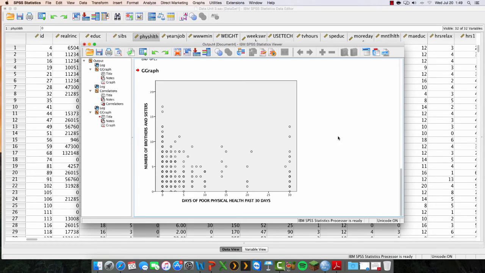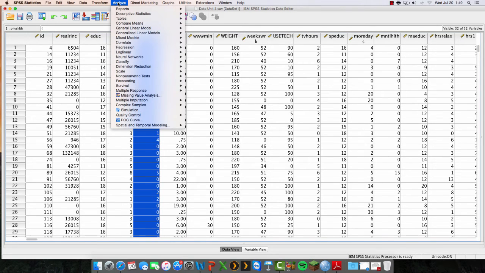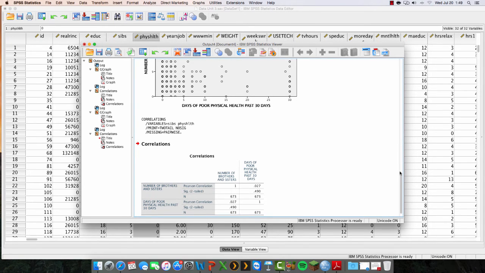Let's figure it out. So, skipping back to the data editor, let's do the bivariate correlation. Analyze, correlate, bivariate. Clear out our box and find SIBS and physical health. Once again, make sure that Pearson's, two-tailed, and flag significant correlations are all checked off, and hit OK. So what do we see here?